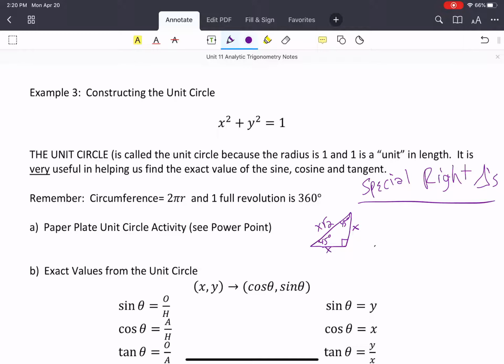And then I have the 30, 60, 90. So this is x, this is x root 3, and this is 2x. And then I'm just going to draw that one again, just a different orientation. Okay. And we're going to use those in our construction of the unit circle as well.